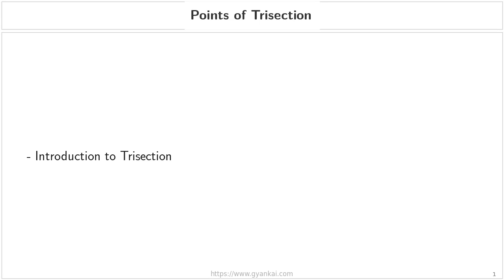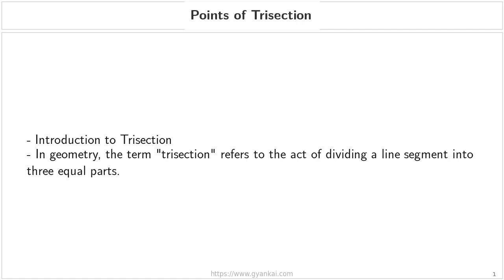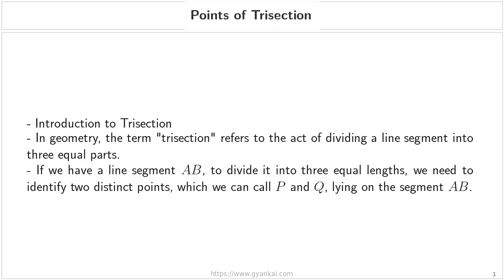Welcome, everyone. Today, we are going to explore a very specific and useful concept in coordinate geometry known as points of trisection. To start off, let's look at what trisection actually means. In geometry, when we talk about trisection, we are simply talking about the act of dividing a single line segment into 3 equal parts. Now, imagine we have a line segment, which we will call AB, and our goal is to divide this segment into 3 equal lengths.